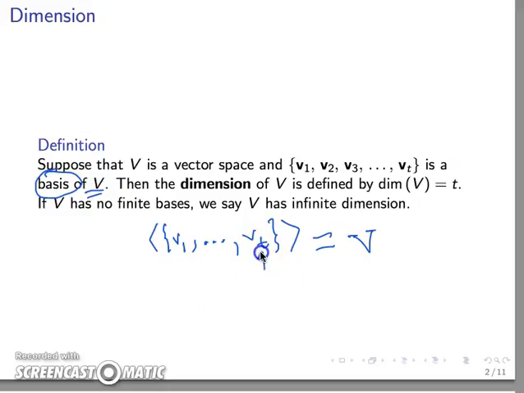A very important factor here is that the number of elements of this basis is denoted by the letter t. So we define the dimensionality, the dimension of the vector space, as the number of members of the basis. So in this case, we would say the dimension of such vector space is exactly equal to the number of elements of the basis for the vector space.